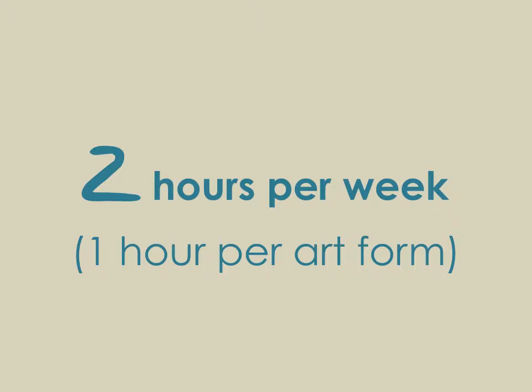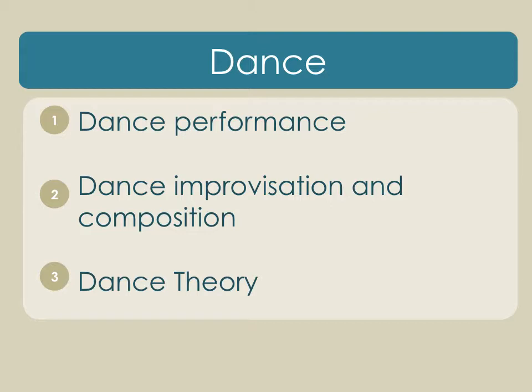This means that there's 1 hour per art form, as in senior phase you're required to choose any 2 of the art forms. Now let's have a look and see what do the learners learn in each of the art forms. Well, dance, they look at dance performance, improvisation and composition, and then of course the dance theory.